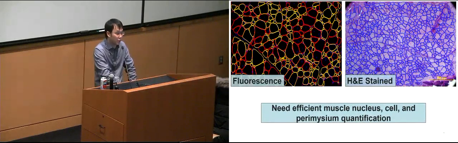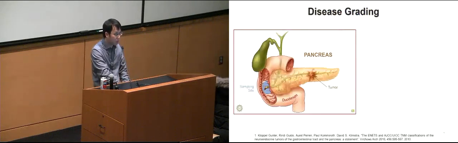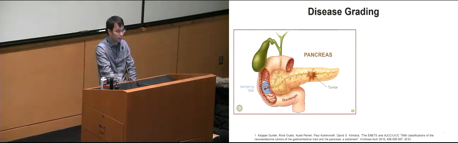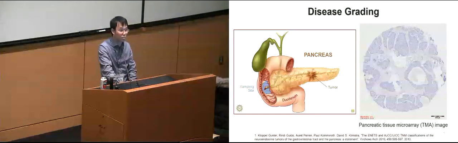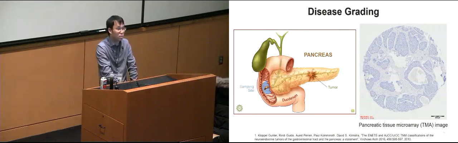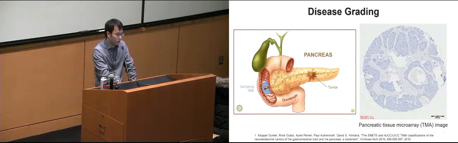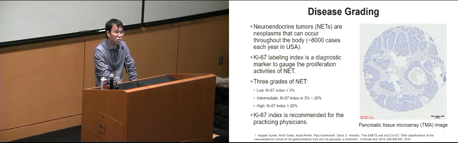Another application will be neuroendocrine tumor disease grading. For example, this is a very bad disease. For this kind of disease, we want to grade which grade stage the patient is in. Usually the pathologist will do some biopsy and get the slides, as shown on the right. And then they want to calculate one kind of the biomarker called the Ki-67 score.